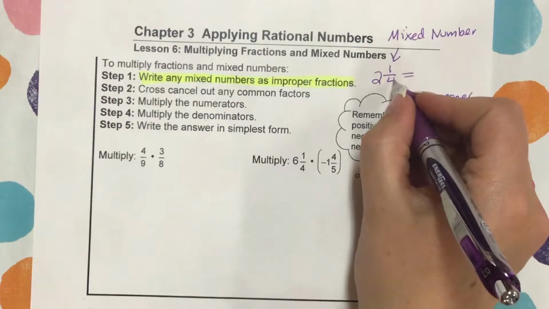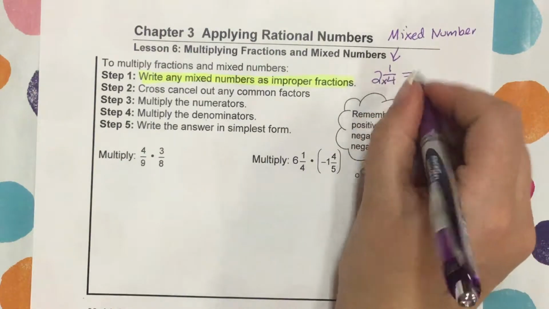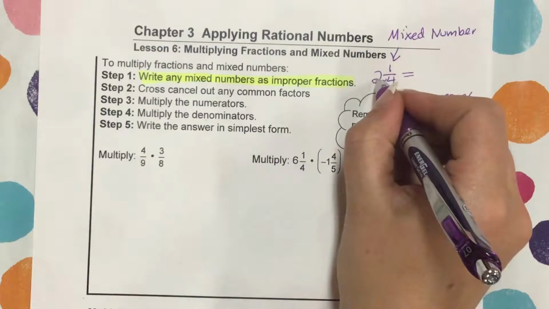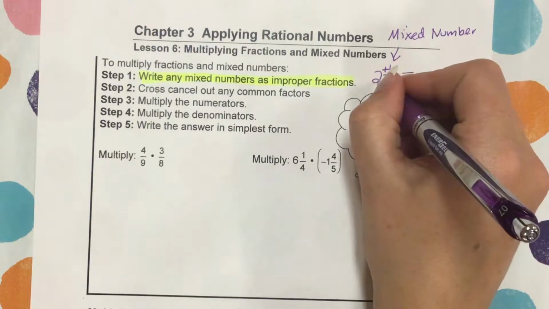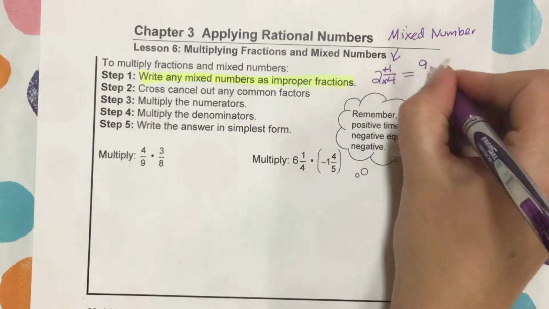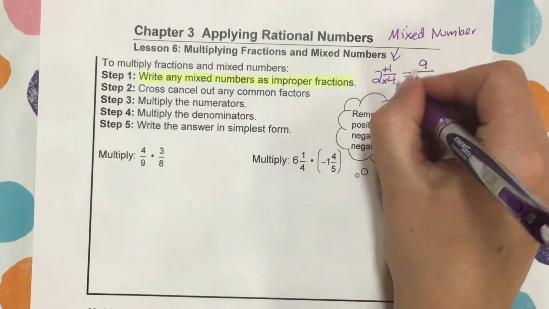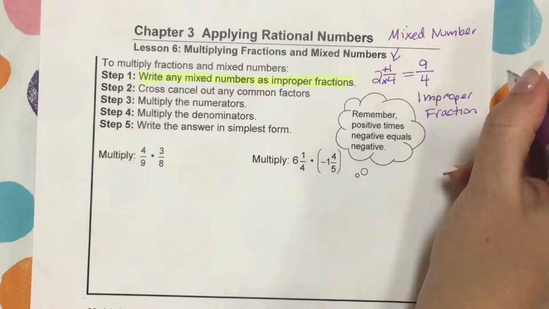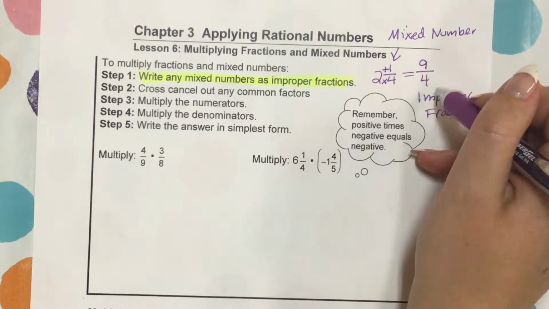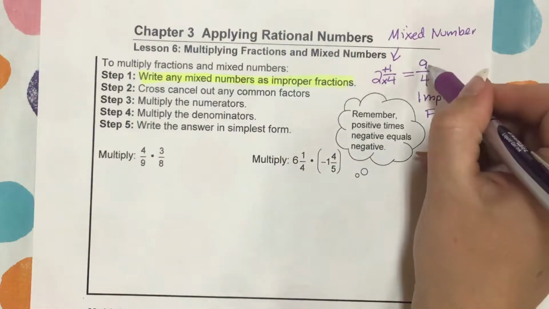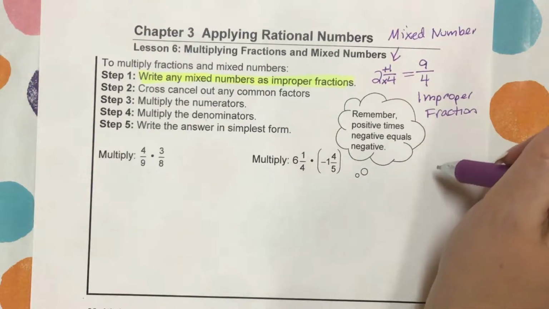How you do that is you take the bottom number, the denominator, and you multiply it by this big number. So you're going to go 4 times 2, which is 8. And then you add it to the number on top. So 4 times 2 is 8, plus 1 is 9, and that's the number you put on top. And then you keep the same number in the denominator, which would be 4. So 2 and 1/4 is the same thing as 9/4. And this is an improper fraction because the number on top is bigger than the number on the bottom.